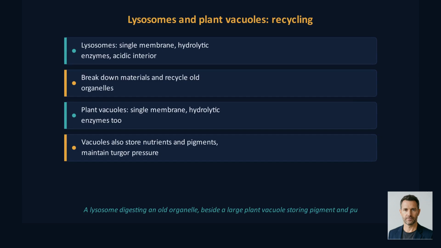Plants run a close cousin of this organelle, the plant vacuole. Like a lysosome, a plant vacuole is a single membrane-bound organelle and it too contains hydrolytic enzymes, so it can serve as a degradative compartment in the same way. But the plant vacuole does more besides. It also stores nutrients and pigments, and it maintains the cell's turgor pressure, the internal push that helps keep a plant cell firm. So one organelle has been turned into a multipurpose store, recycler, and support.